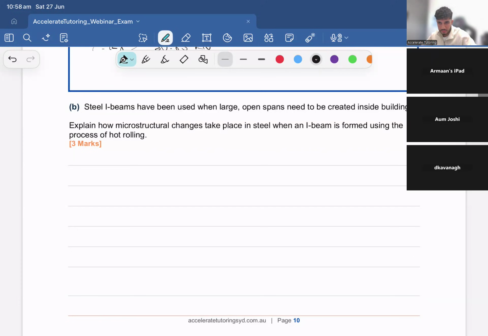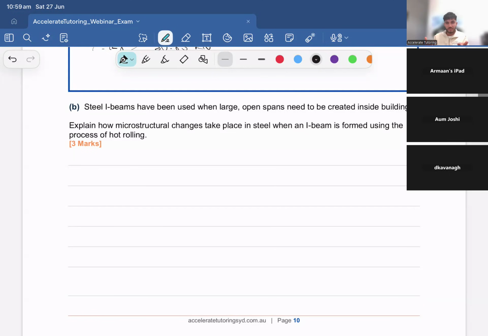Josephina, excellent. All right, let's have a read of this. When steel is hot rolled, it is heated above its recrystallization temperature. Fantastic. Where its microstructure becomes softer and more workable. As the roller compresses to shape the steel into an I-beam, the existing grains become refined. Fantastic. That is a perfect response. Like 3 out of 3, 100% for the response.